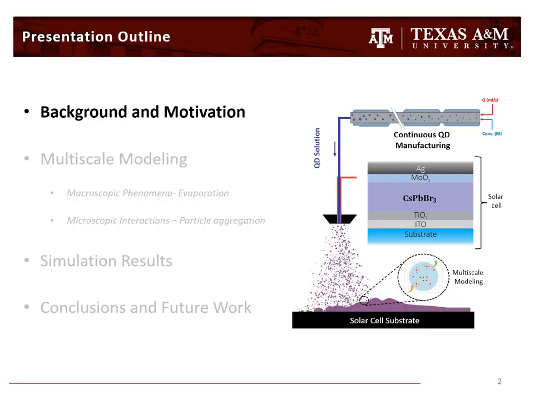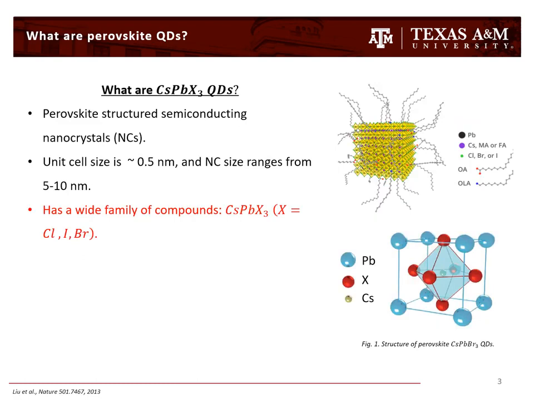This is the presentation outline we are going to follow today, and my first job is to provide you with some background and motivation for this work. The first question we need to ask is, what are perovskite quantum dots? These are nothing but perovskite structure semiconducting nanocrystals of around 5 to 10 nanometers. So they're very small in size, and they come in a wide family of compounds. Generally, they come as cesium lead bromide, which we are going to talk about in this work.